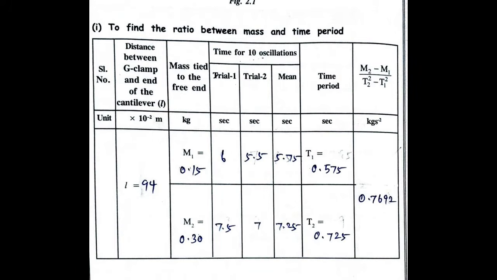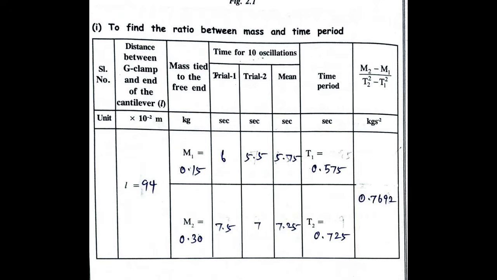Here are the main tabulations of the cantilever. The length of the cantilever, the distance from the Z clamp, is L equal to 94 centimeters. The mass M1 is 150 grams, or 0.15 kg. Here are trial 1, trial 2, the mean value for 10 oscillations, and the time for one oscillation, that is the value for T1, 0.575 seconds.